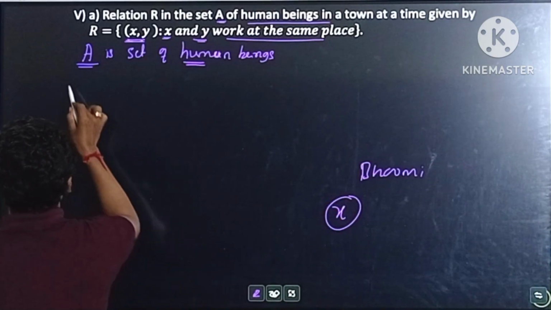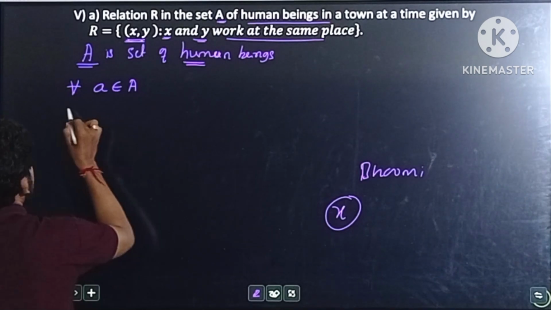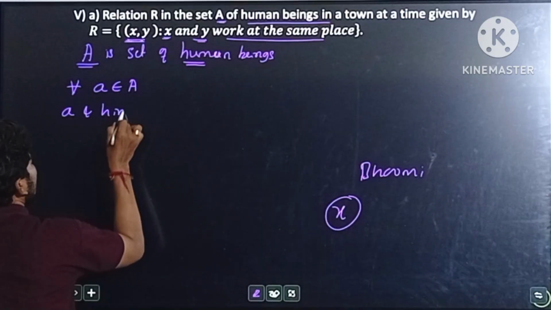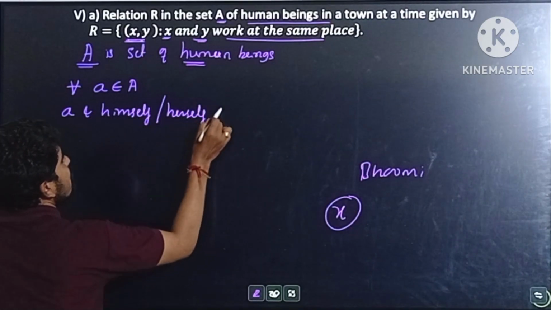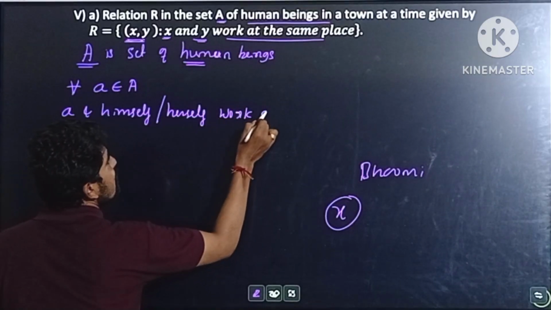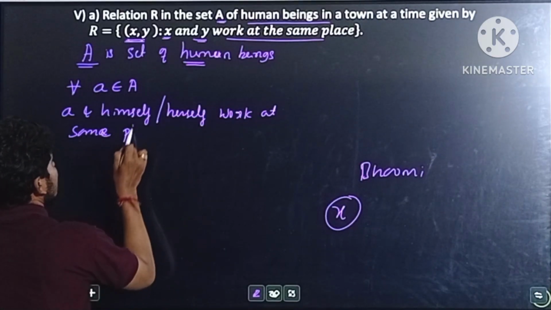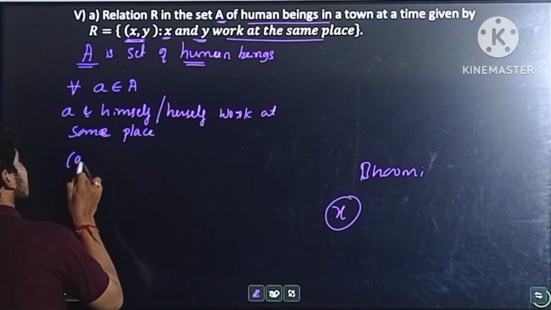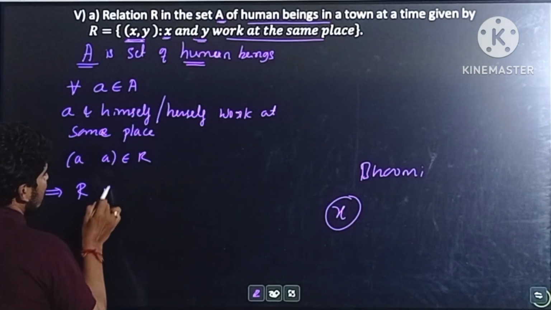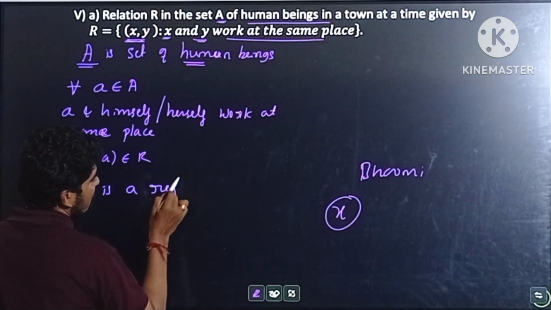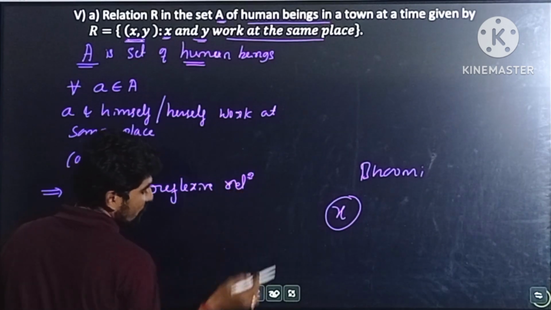See what it says: for all members in the set A, the member and himself or herself work at the same place. So the pair aa is in the relation R, which implies R is a reflexive relation. I hope all of you understand.